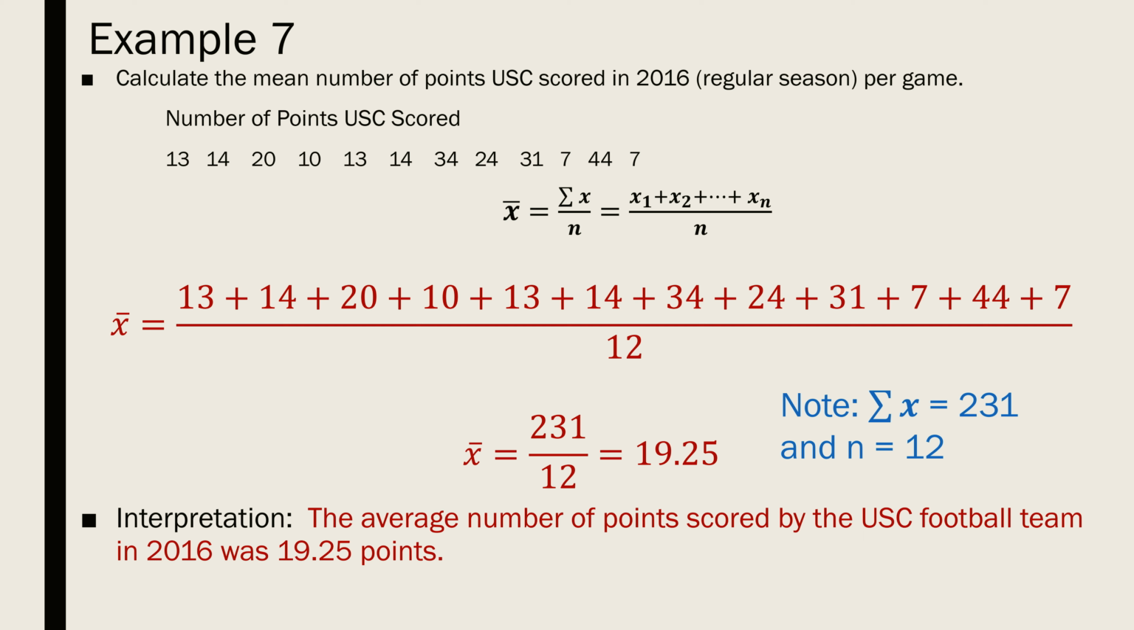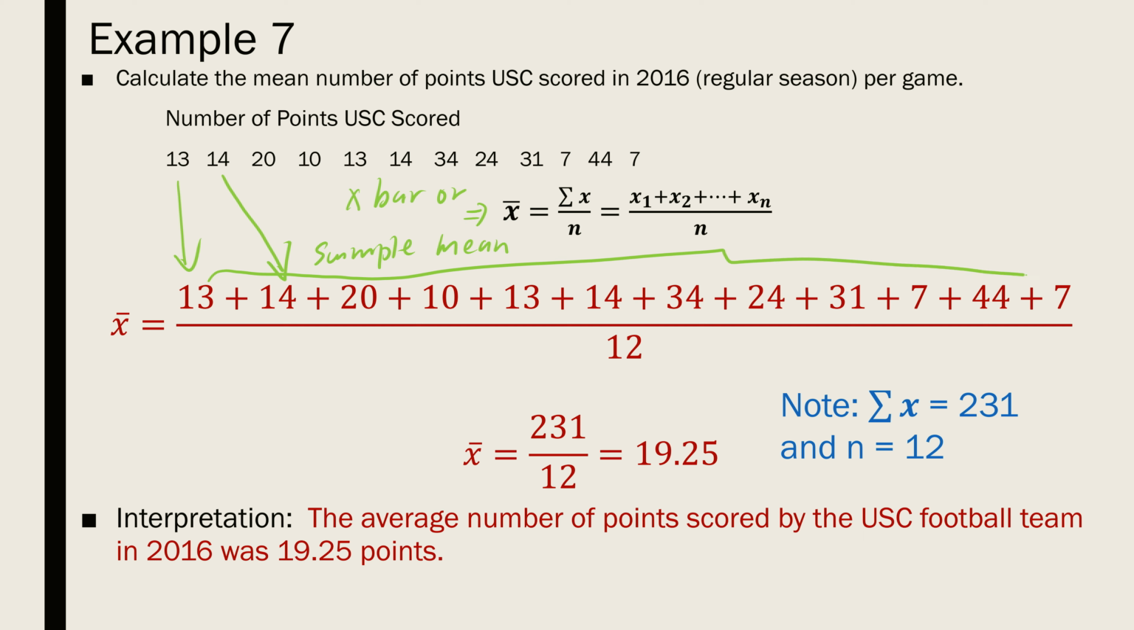This is an example about how to calculate the sample mean, also known as X bar. First, we want to add all numbers from the data set, or sigma x. 13 from here, 14 from here, and so on and so forth. And the summation of all those numbers, all 12 numbers, is 231.